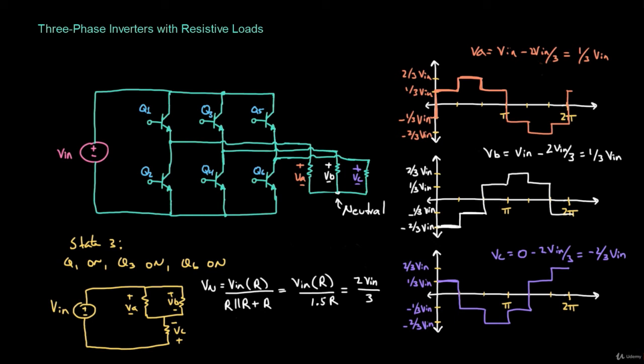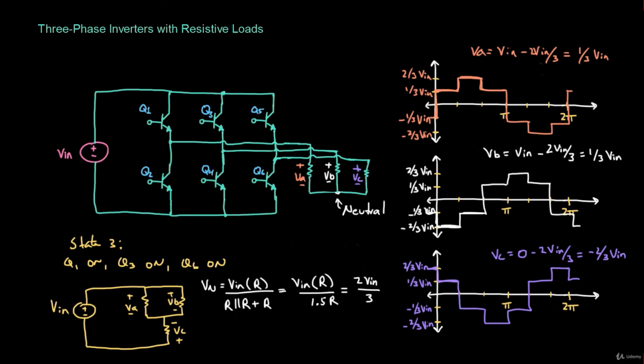And then VB will look like this. It's a minus 2/3, so we'll go back to minus 1/3 and it's going to repeat there. And after 2 pi, it's going to go to minus 2/3. And likewise for VC. So it's going to go over here, and then over here, and repeat.